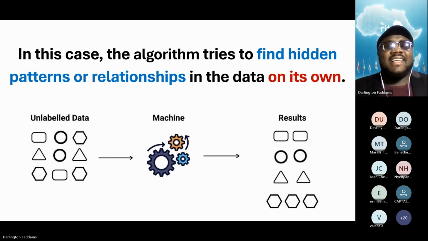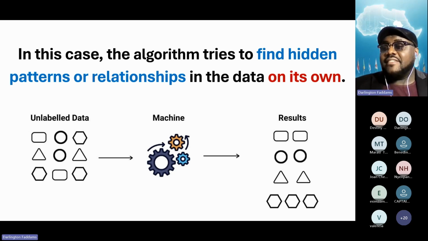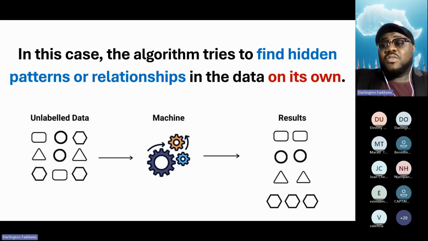Now watch this. In this case, the algorithm tries so hard to find hidden patterns or relationships in the data on its own. Wow. Please type "on its own" in the chat for me. If you're in the class, type on its own. I want to see those who are in the class. Some people are driving. Some people are eating. Some people are on their beds. On its own. What type of training do you allow someone to do on their own? Let's see. We call it unsupervised machine learning.